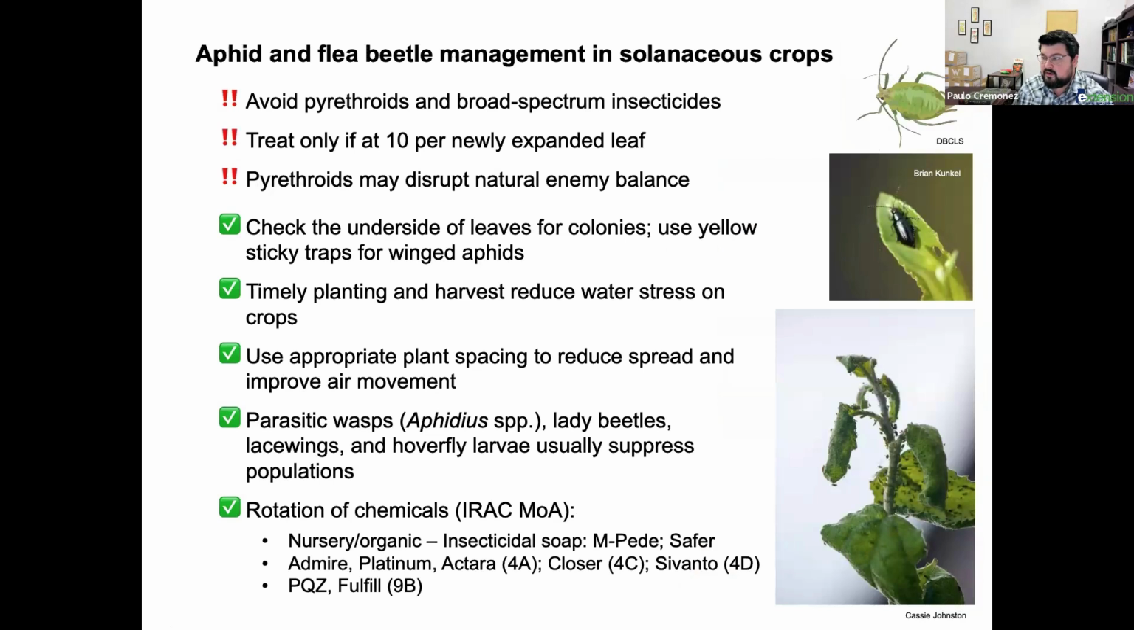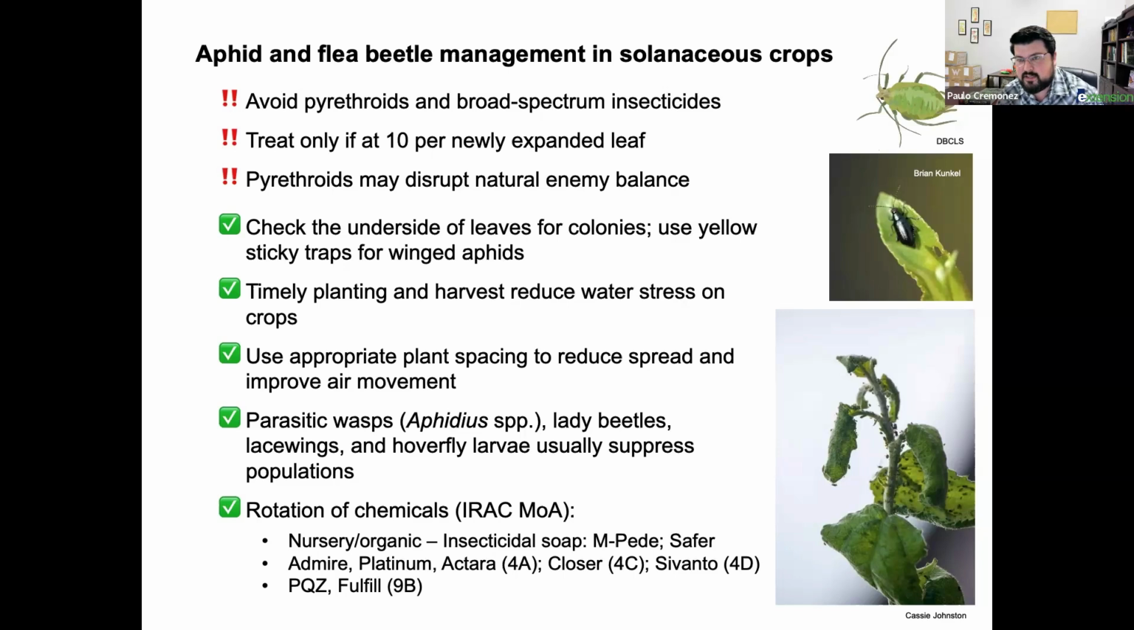Treat only if at 10 aphids per newly expanded leaf, especially for small, not yet fully established plants. And again, pyrethroids will disrupt the natural enemy balance that will happen. Aphids are extremely attracted to parasitoids, parasitic wasps, and ladybugs. So to use pyrethroids is extremely not recommended.